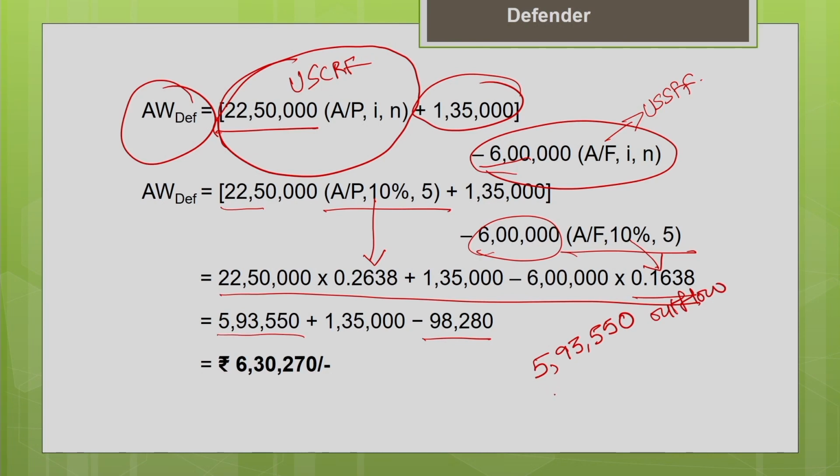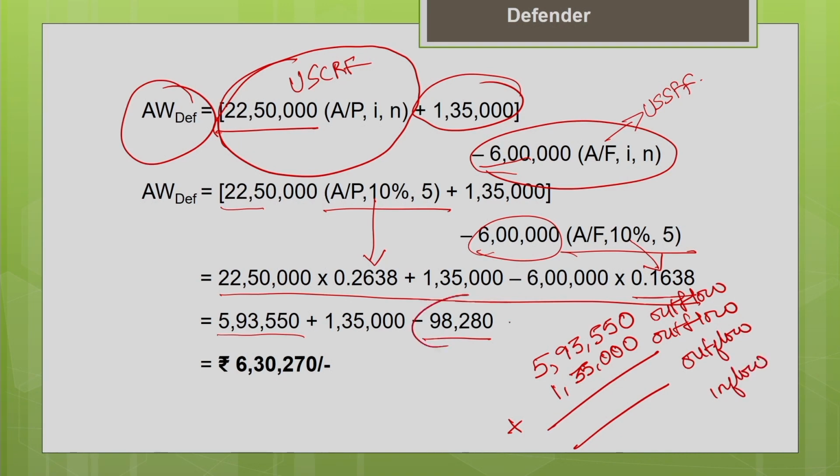Your operating cost is your cash outflow, 1,35,000. Add both the cash outflows, you will get the total outflow. Then what is your inflow? Your inflow is nothing but your salvage value, 98,280. You subtract it from the added value. Okay, you will get the final equivalent annual cost of the defender, or the annual worth of the defender, as 6,30,270.